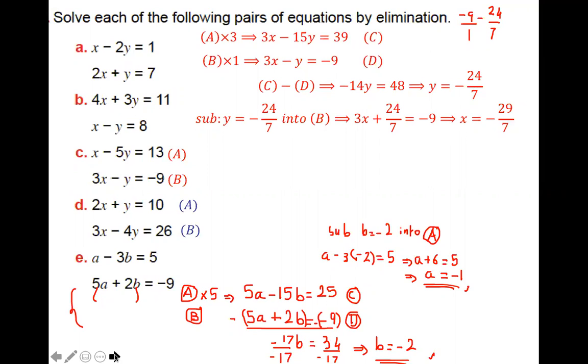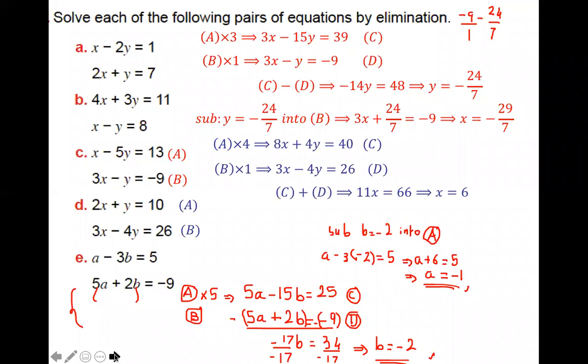So for D, I'm looking at this. I'm going to do A times 4 and B times 1 to get my C and D, and I'm going to add them up. So that becomes 11x equal 66. So that's quite easy because I'm just going to divide by 11 both sides. Then x equals 6. And we're going to sub x equals 6 into the top one, definitely, because that gives me y on its own. So 2 times 6 is 12. 12 plus y equals 10. Then take away 12 both sides. 10 minus 12 is minus 2.